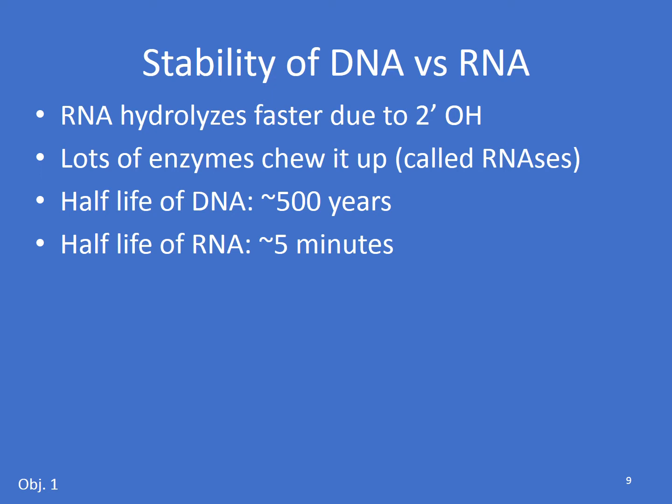But maybe that's not enough for your body. Maybe your body wants to chew up RNA even faster. So your body and other cells and the entire world are covered in these things called RNases, which actively chew up RNA. So not only is RNA inherently kind of unstable and easy to hydrolyze, there are a lot of enzymes that chew up RNA. One of the main reasons for that is because viruses can be made of RNA. If you can chew up RNA, you can prevent viruses from infecting you. Because of these two things, the half-life of DNA, the time it takes for half of DNA to fall apart, is about 500 years. Whereas for RNA, that's about 5 minutes.